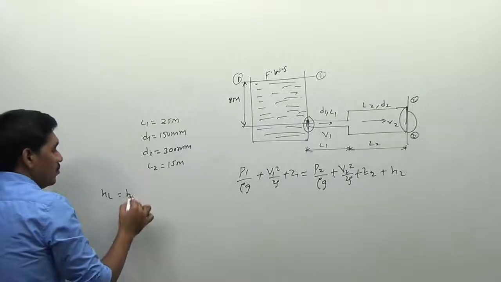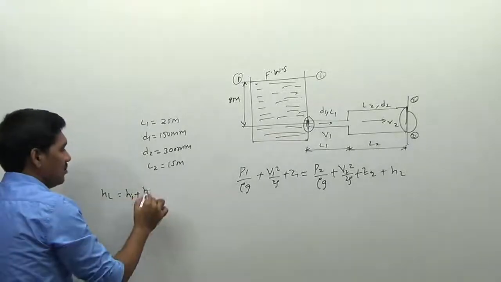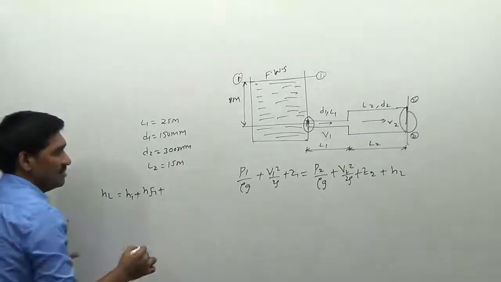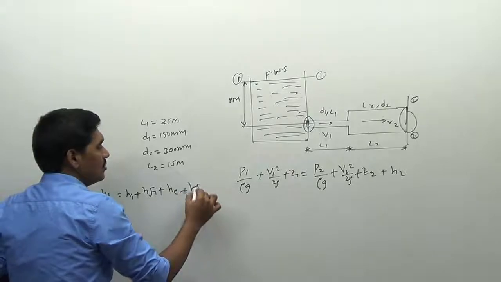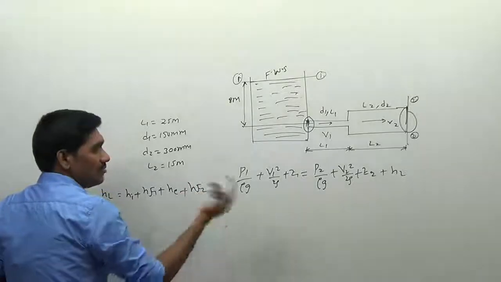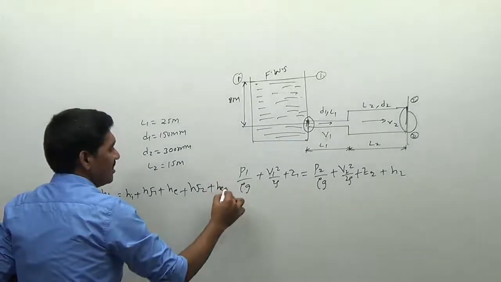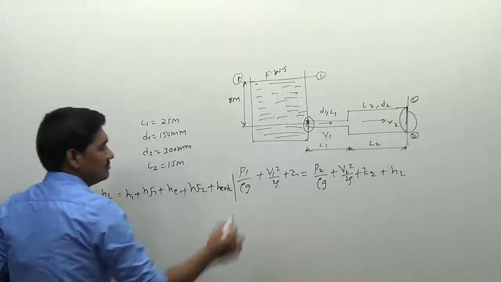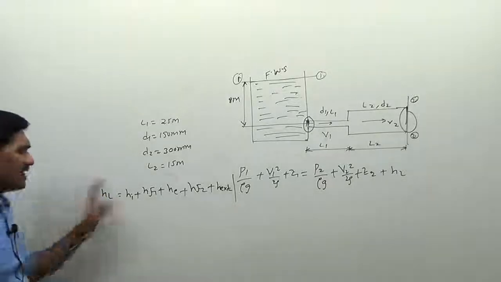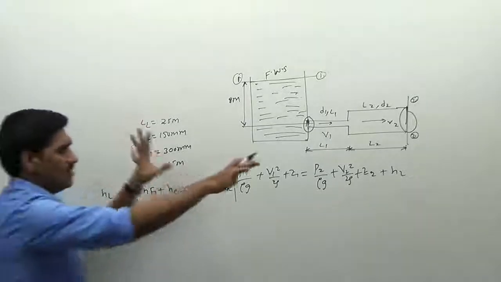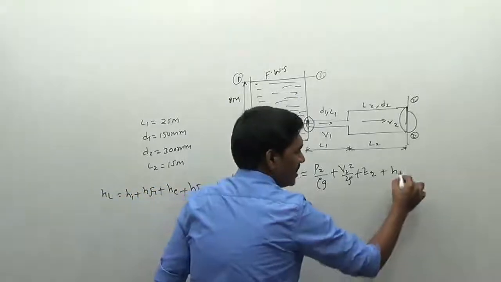So due to entry, Hi I am representing here. Next, due to the pipeline, Hf1. Next, sudden enlargement, He. Then due to the friction in the pipe 2, Hf2, plus exit, Hexit. This is the total head loss we have to calculate. Now we will be calculating these values later. Now see here, this is the head loss, HL.